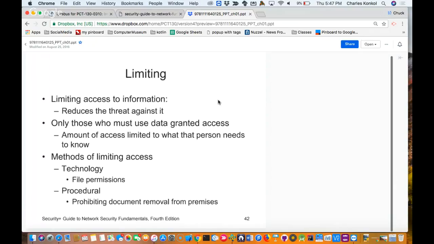Because with admin rights, you can do some stuff on that computer that maybe IT doesn't want you to do, like possibly changing the admin password, which does happen. So methods of limiting access will be file permissions to prohibit document removal from premises. The way I like to do it, and in Windows you can do this, Linux you can do this, is to hide folders from people viewing it on a network. Literally hide them, they can't see them. Out of sight, out of mind.